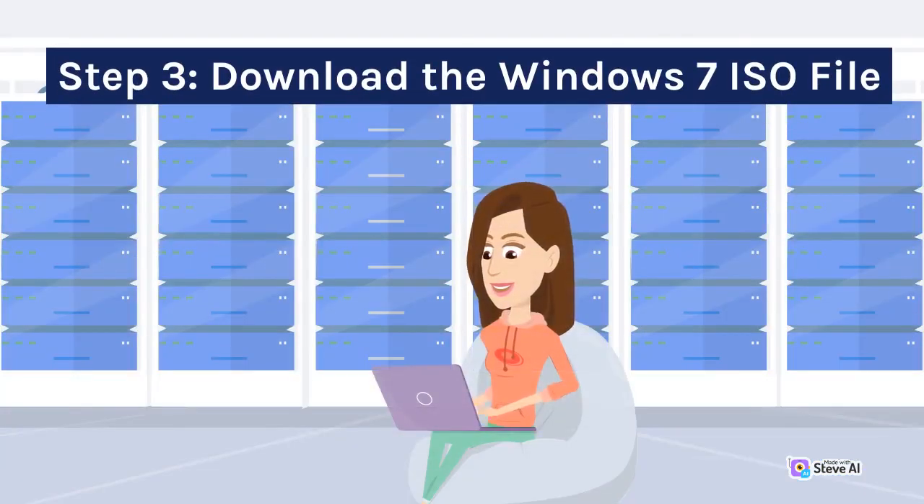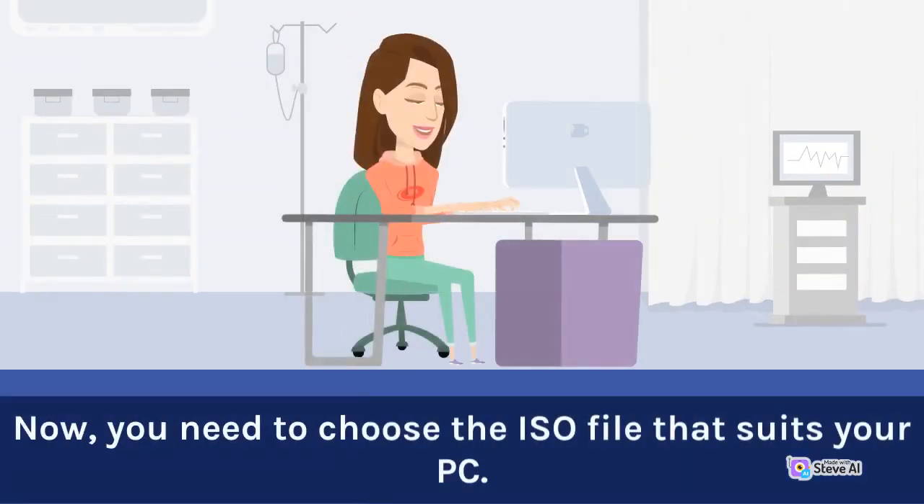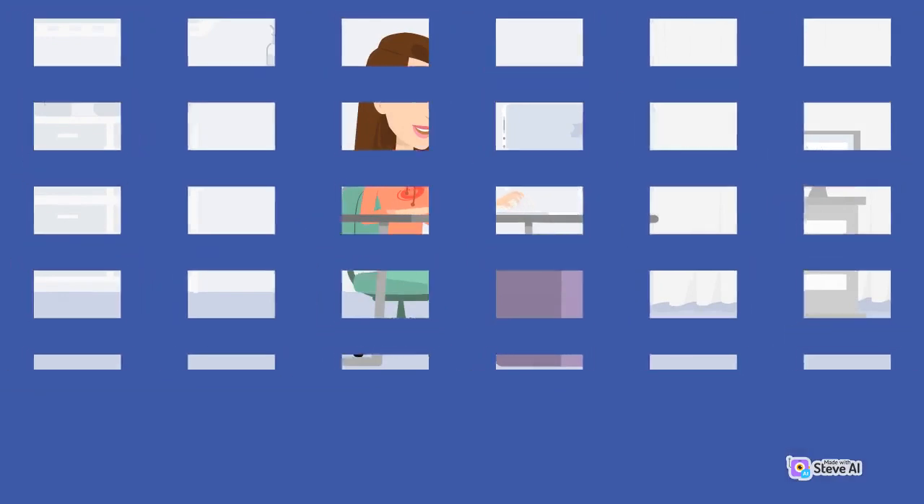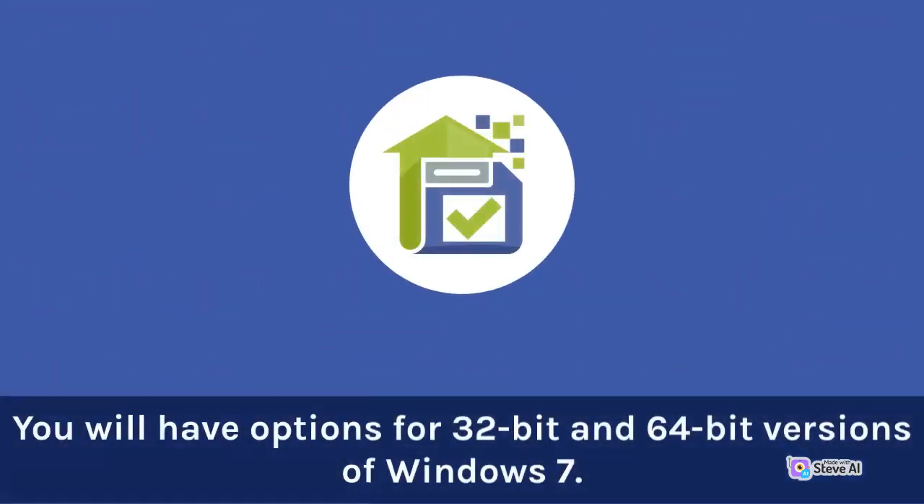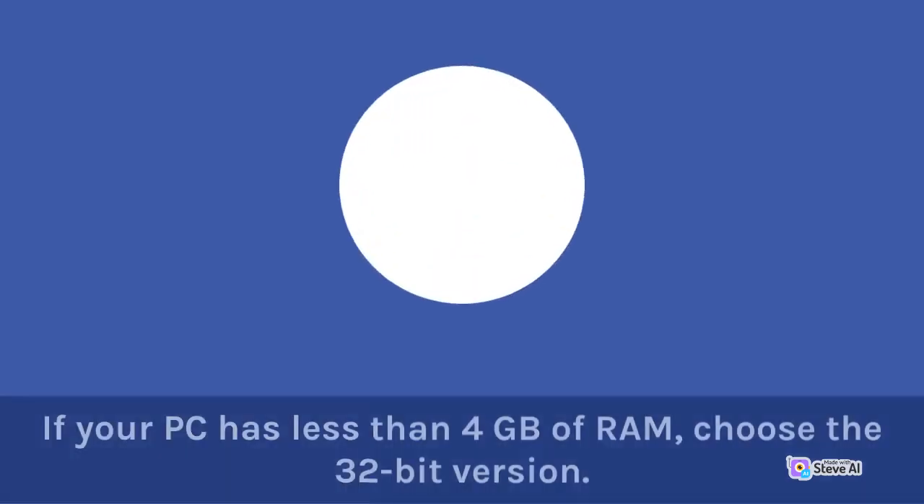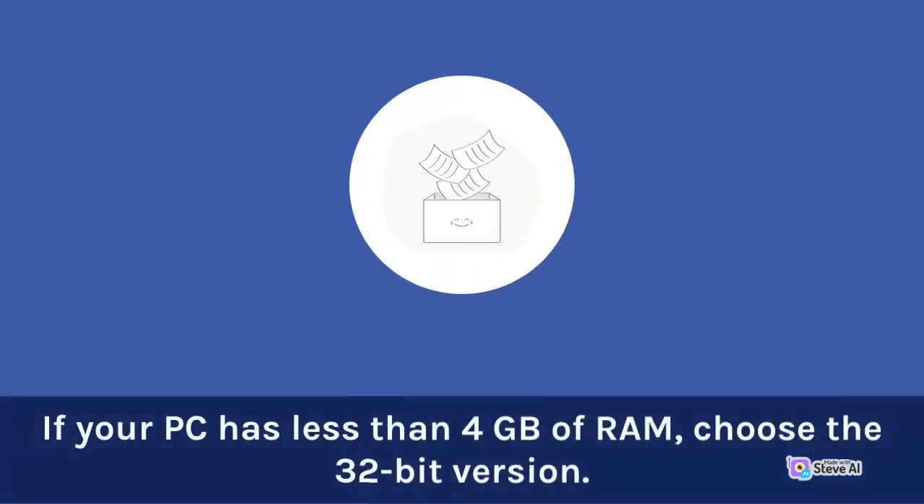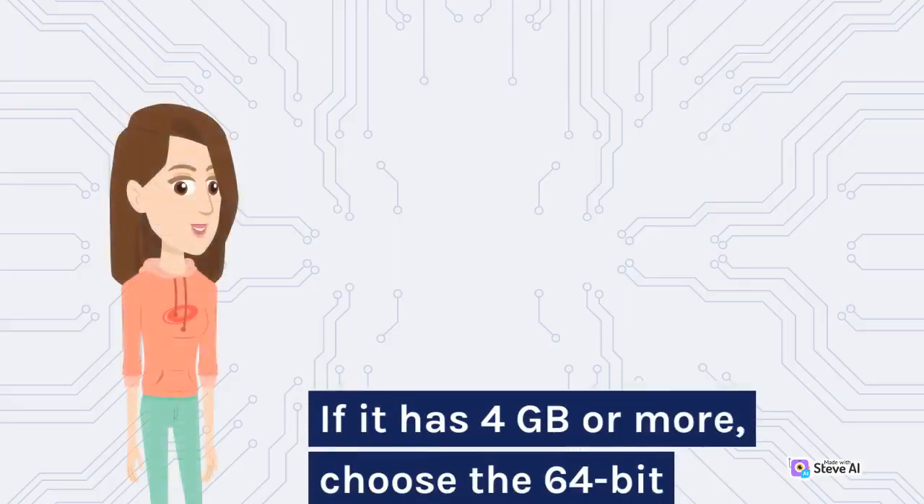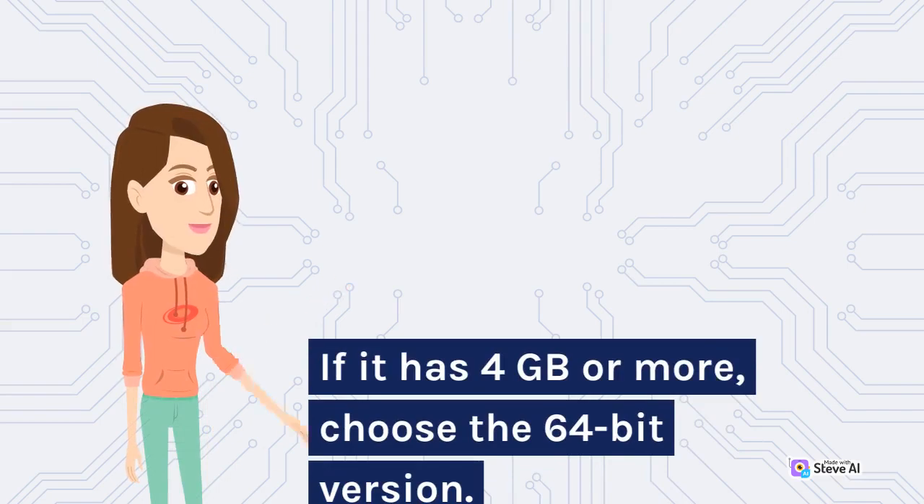Step 3. Download the Windows 7 ISO file. Now, you need to choose the ISO file that suits your PC. You will have options for 32-bit and 64-bit versions of Windows 7. If your PC has less than 4 GB of RAM, choose the 32-bit version. If it has 4 GB or more, choose the 64-bit version.